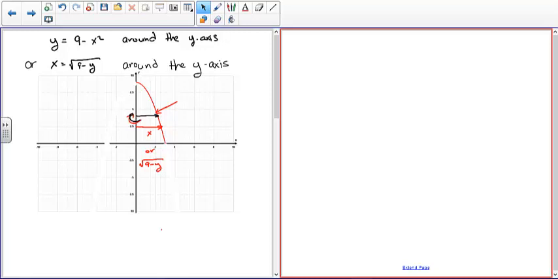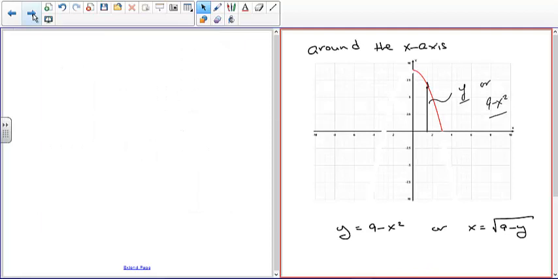Okay, so on Friday we were talking about finding the surface area of revolution and also the length along a particular curve. So we looked at this function y equals 9 minus x squared, and we did the rotation around the x-axis. Now we're going to do it around the y-axis. So let's review what we did around the x-axis.